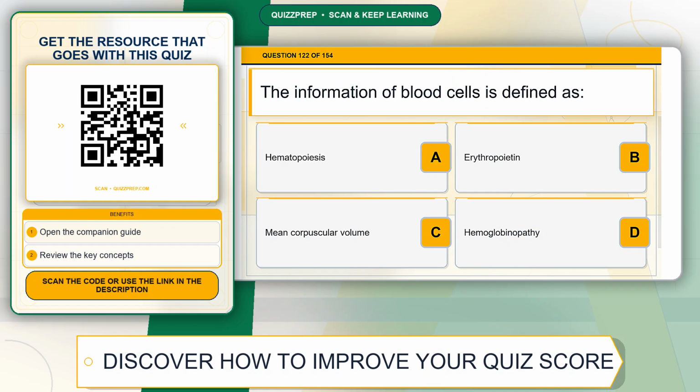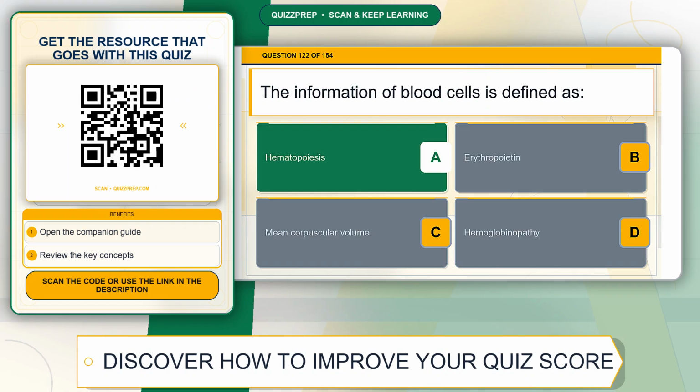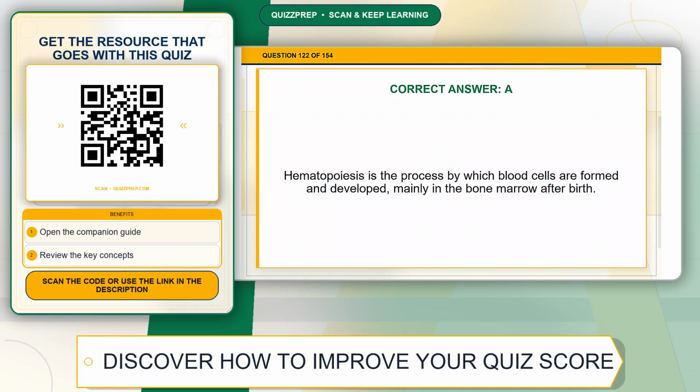Option C, mean corpuscular volume. Option D, hemoglobinopathy. The correct answer is option A, hematopoiesis. Explanation. Hematopoiesis is the process by which blood cells are formed and developed, mainly in the bone marrow after birth.